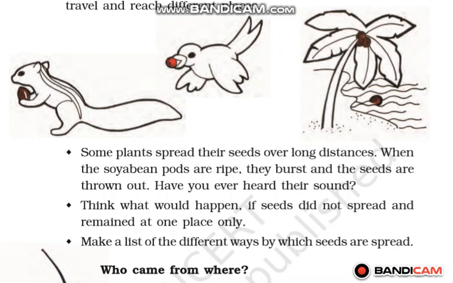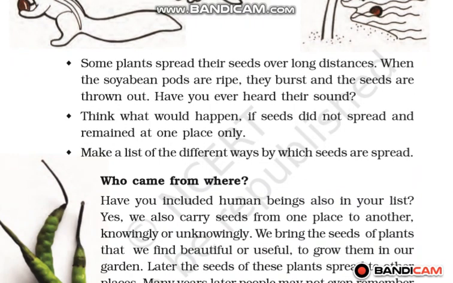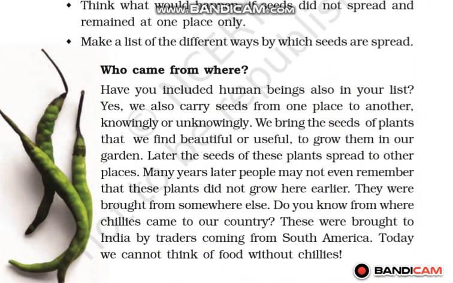Make a list of different ways by which seed can spread. Again, we can write it: by air, water, animals and explosion. Now next is who came from where. If we are talking about the dispersal of seeds, that seeds travel a long distance, then we can easily know that the things that we are using now came from, just imagine, you can't imagine how long a distance they have traveled.